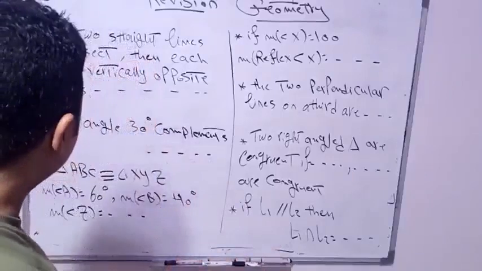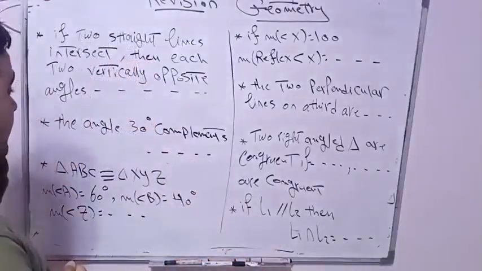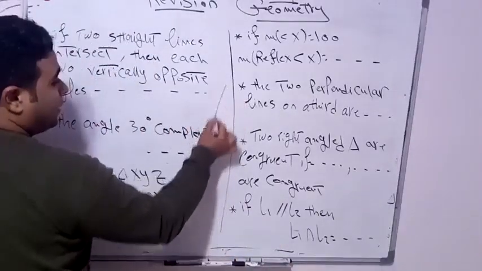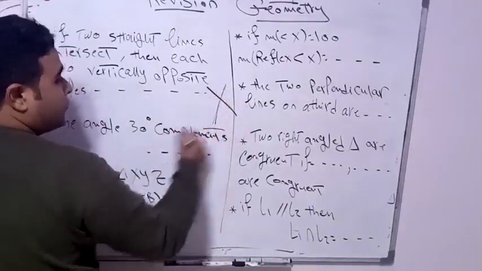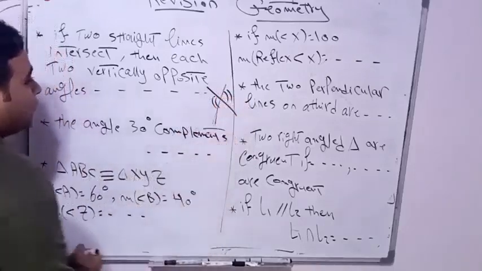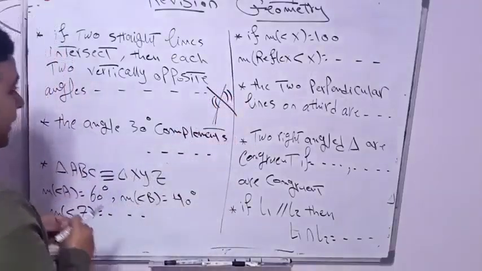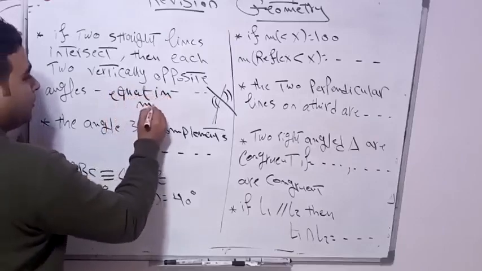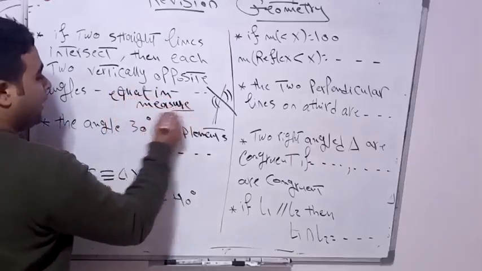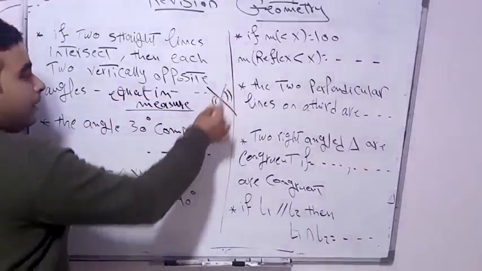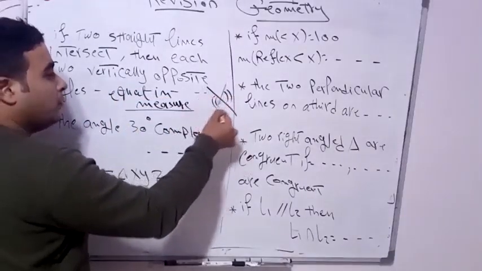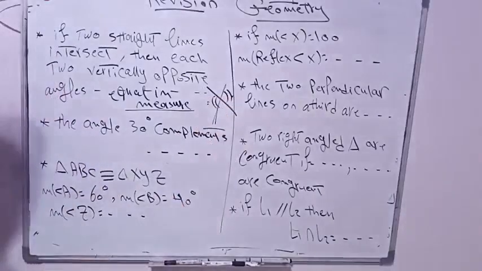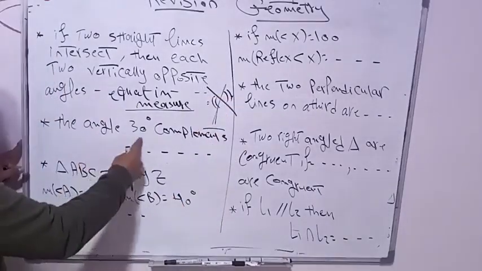The first question here: if two straight lines intersect, we have two straight lines intersecting like this. So we have two vertically opposite angles equal in measure. If we have two straight lines intersecting, each two vertically opposite angles are equal in measure.